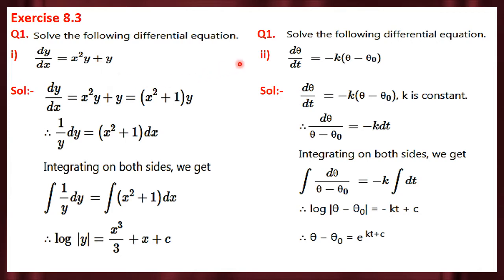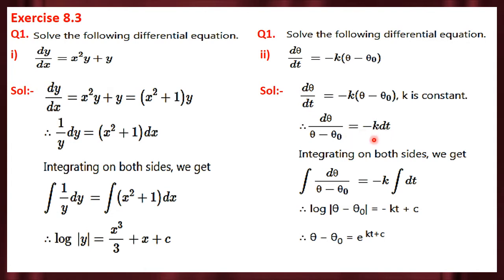Now, question number 2. d theta by dt is equal to minus k into theta minus theta 0. Here, note that theta is the variable and theta 0 is a constant, similar to the constant k. Now, d theta by dt is equal to minus k into theta minus theta 0, where k is the constant, but we have to consider this theta 0 also a constant. Now, we will take theta minus theta 0 to the LHS along with the d theta and dt to the RHS, that is minus k dt.